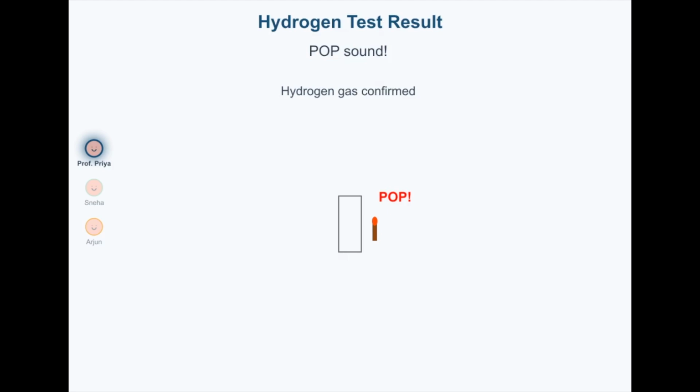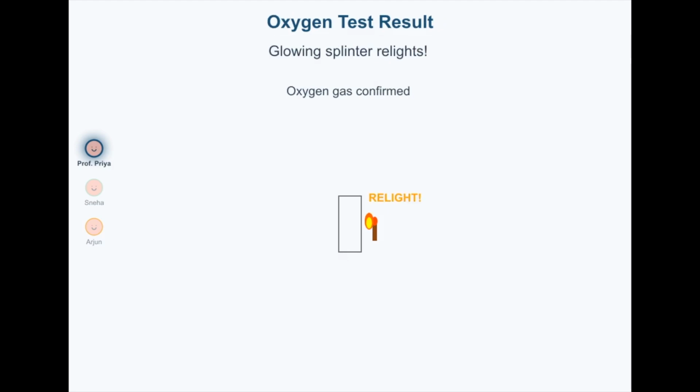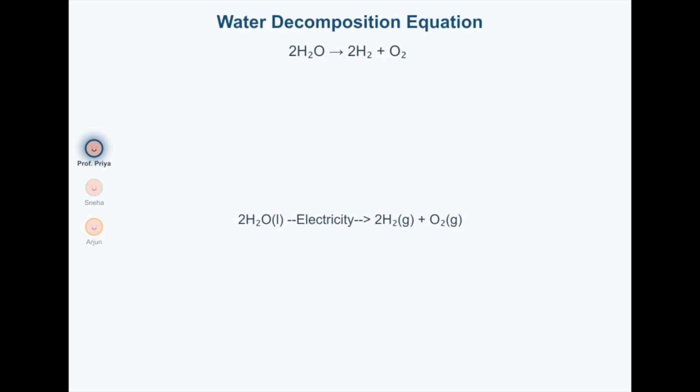The gas from the cathode burns with a distinctive pop sound. This confirms it's hydrogen gas. The gas from the anode makes a glowing splinter burst into flame. This confirms it's oxygen gas. So electricity decomposes water into hydrogen and oxygen in a 2:1 ratio, matching the water formula perfectly.